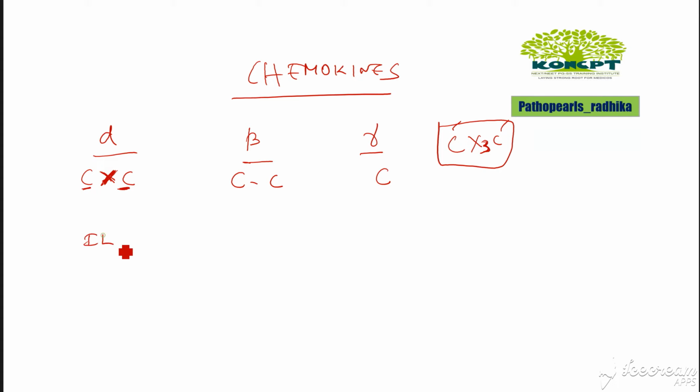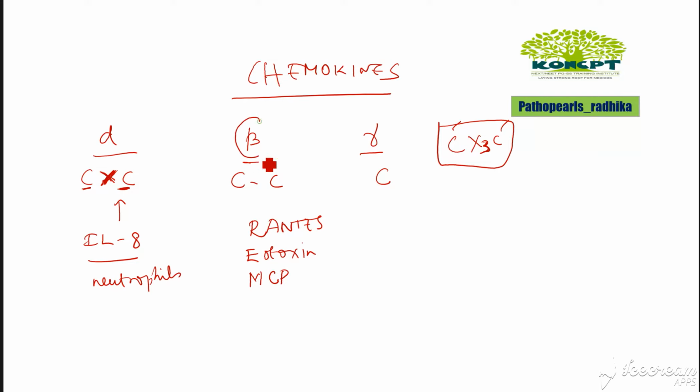Interleukin 8 comes under alpha chemokine, and this is the one which is going to recruit your neutrophils. Under beta chemokines you have 3. Remember REM, R-E-M. R is for RANTES, regulated and normal T cell expressed and secreted. Then you have eotaxin. Then you have MCP. MCP is monocyte chemoattractant protein.